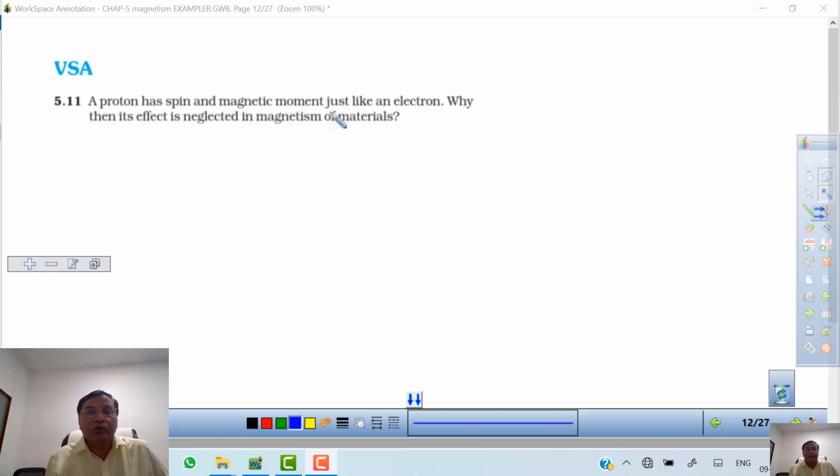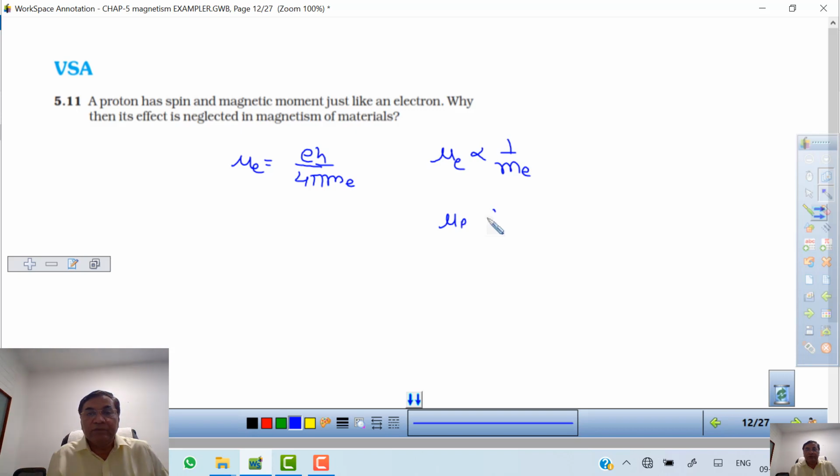A proton has spin and magnetic moment just like an electron. Why then is its effect neglected in the magnetism of the material? In the theory part we have discussed the Bohr magneton, which is eh upon 4 pi m. For an electron it is the electron mass, and for a proton I have to take the mass of the proton because the charge is the same. The magneton is inversely proportional to mass. So the Bohr magneton is very small for the proton compared to the electron, since the mass of the proton is around 1800 times larger. So it is not considered in magnetism. Okay.